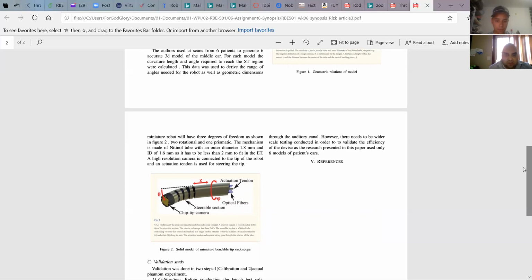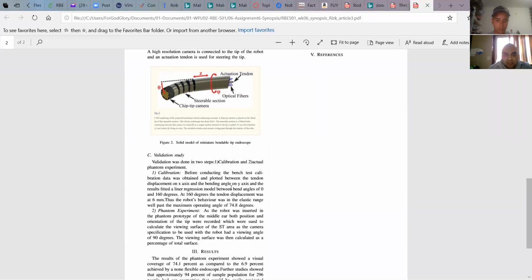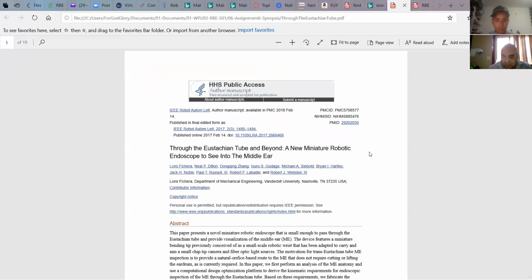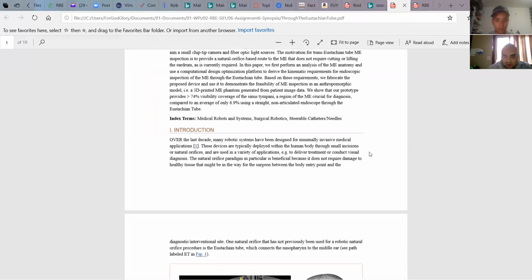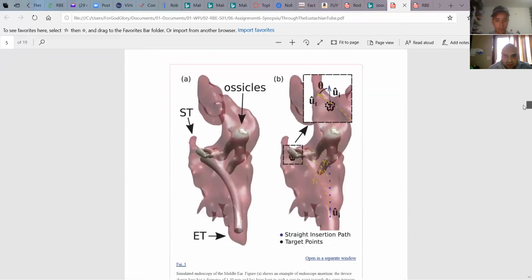So once the prototype was made, they started the validation. The first step in validation, before they actually inserted that robot inside the phantom model created, is they did calibration. I can pull the graph from the original paper here just for reference to show you the calibration results.